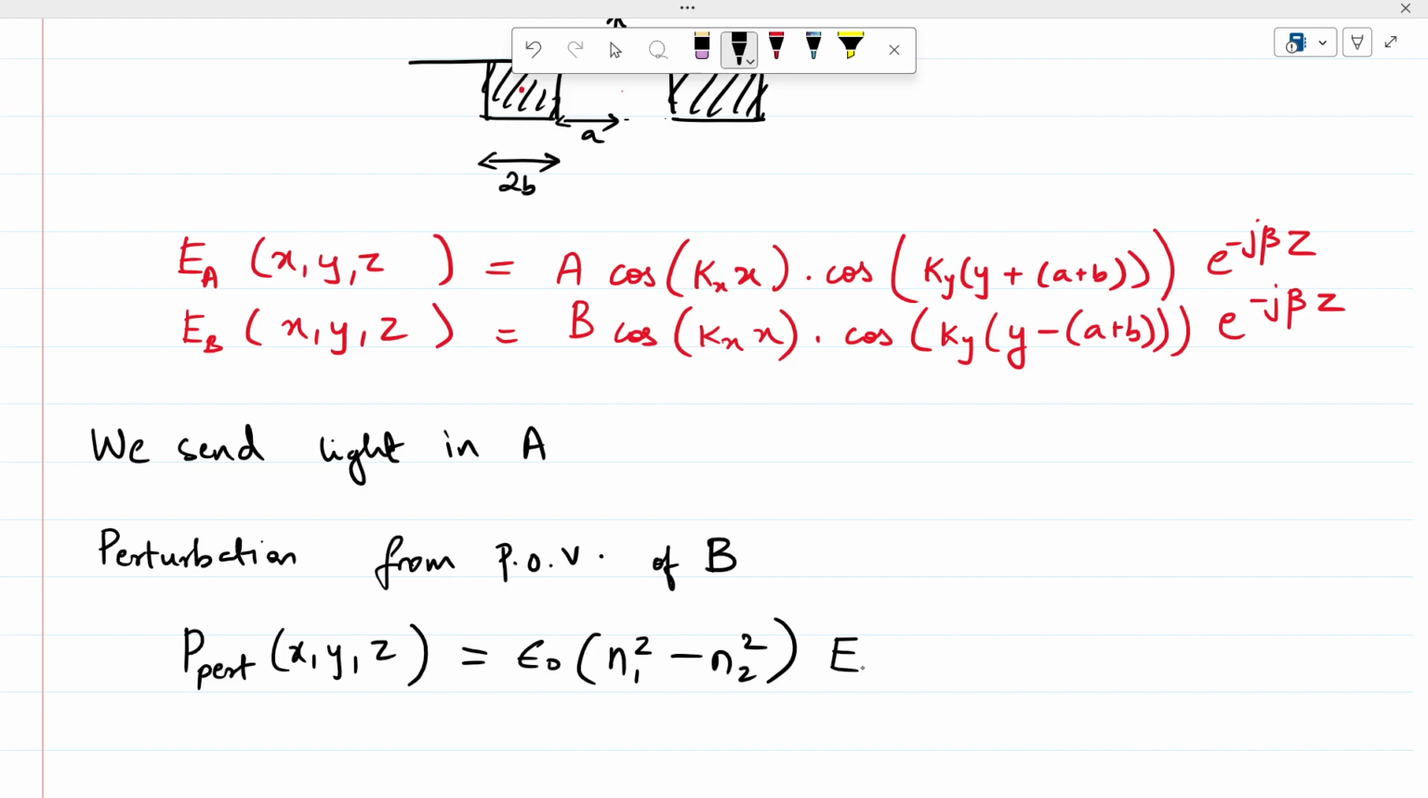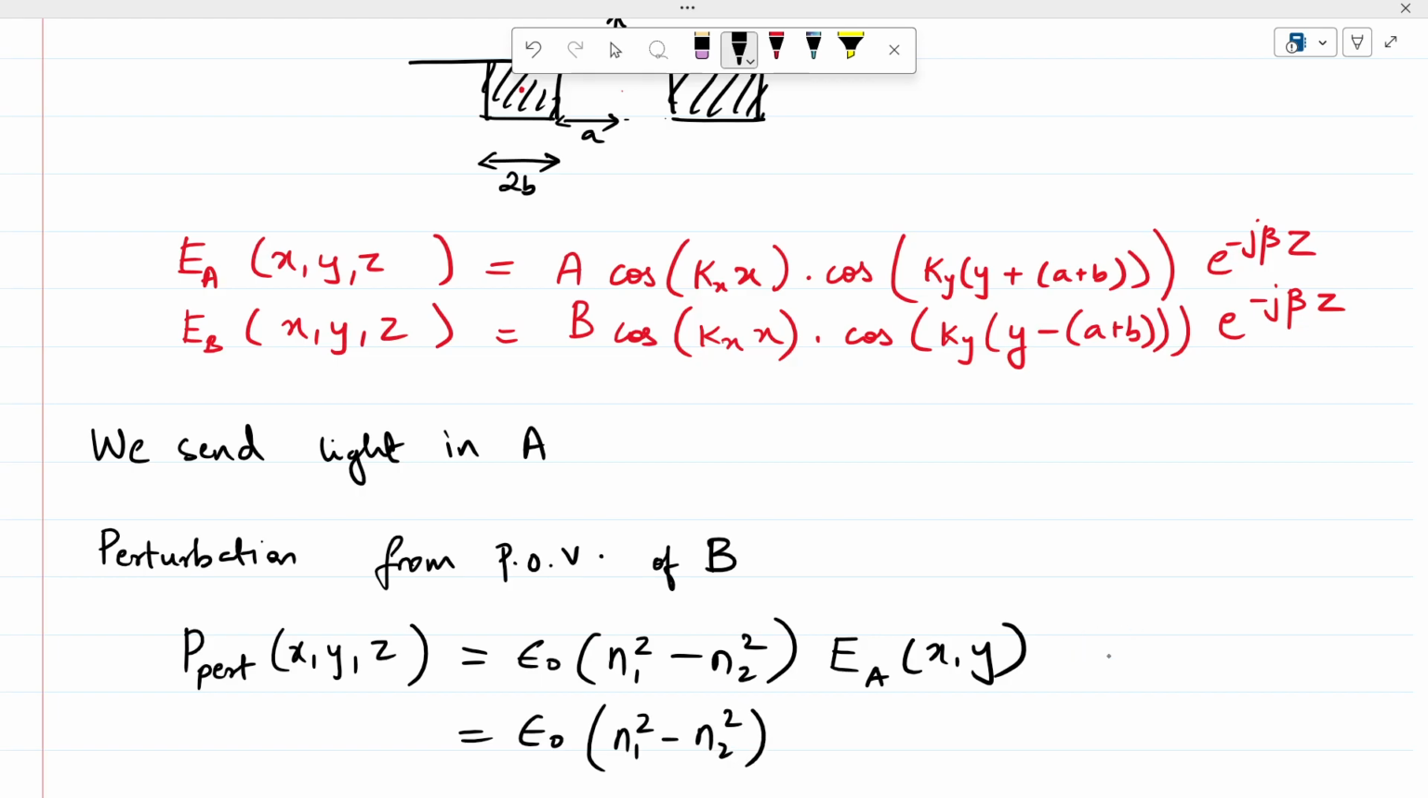into, what is the field right now? The field right now is, we are sending light only in A, so we will have a field as EA of x comma y. So that is the perturbation. That is nothing but epsilon naught times n1 square minus n2 square.